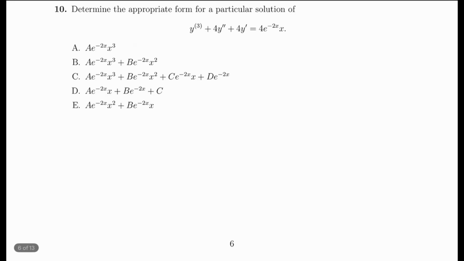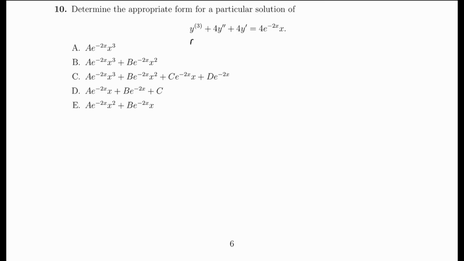In number 10, we're asked to find the appropriate form for a particular solution of this differential equation. When we get a question like this that's only asking us for the form and not to actually solve it, we know that they're going to be checking if we know how to deal with duplication in the terms, so that's what we're watching out for. We'll go ahead and solve our associated homogeneous first.